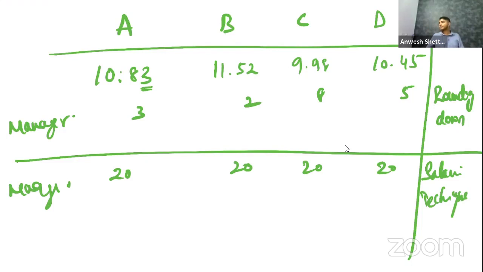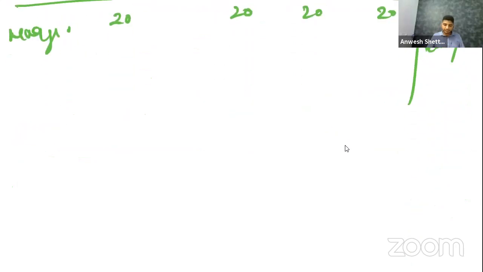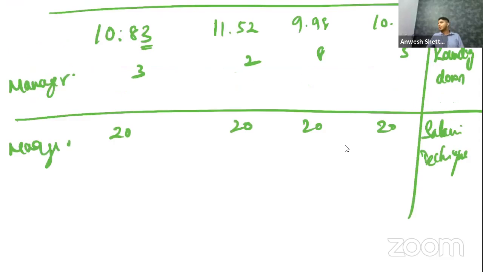Okay, clear? You understood this? Now, one more question. Explain flowchart.